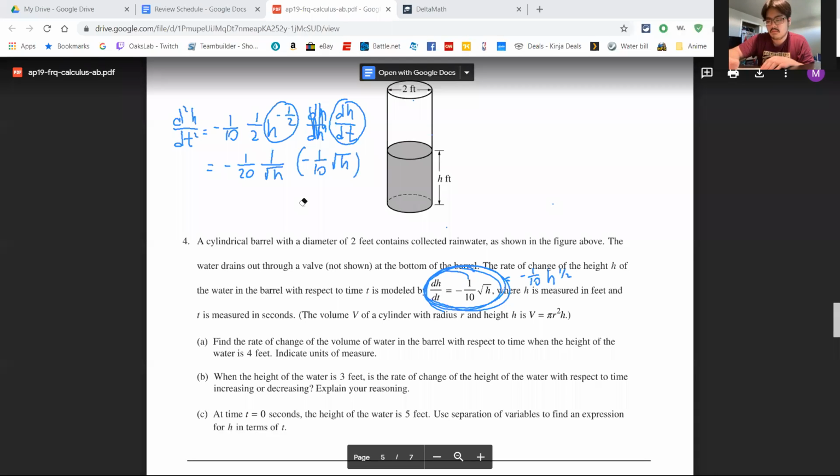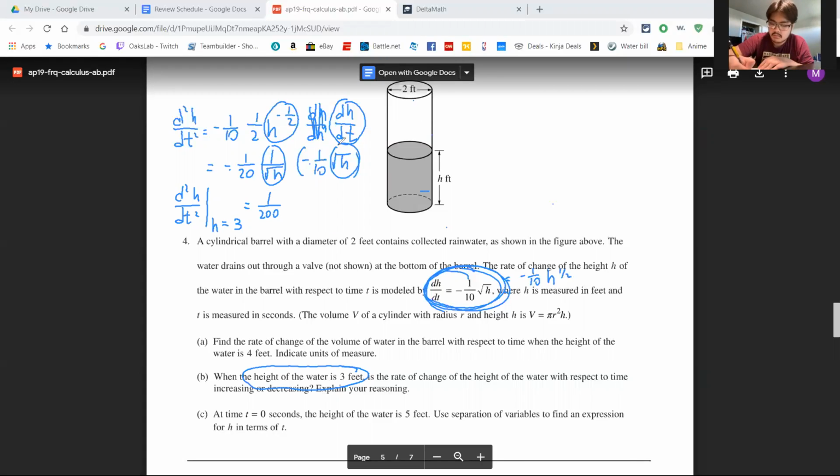Anybody have questions so far with that? All right. So I want to know specifically at a height of 3 feet. So that means this, such that h is specifically 3, will become negative times negative, which is positive. So that's +1/200. And we have this and this.